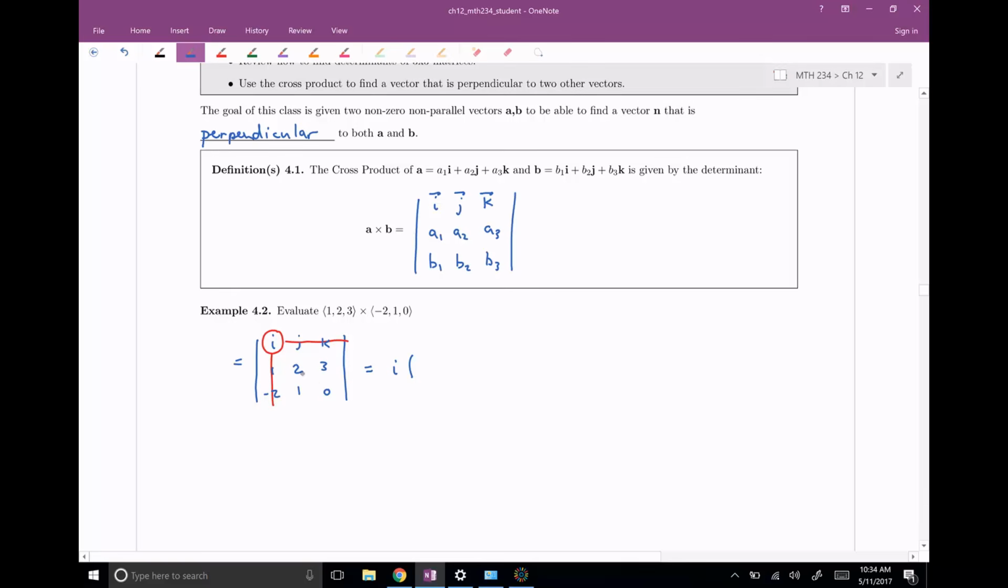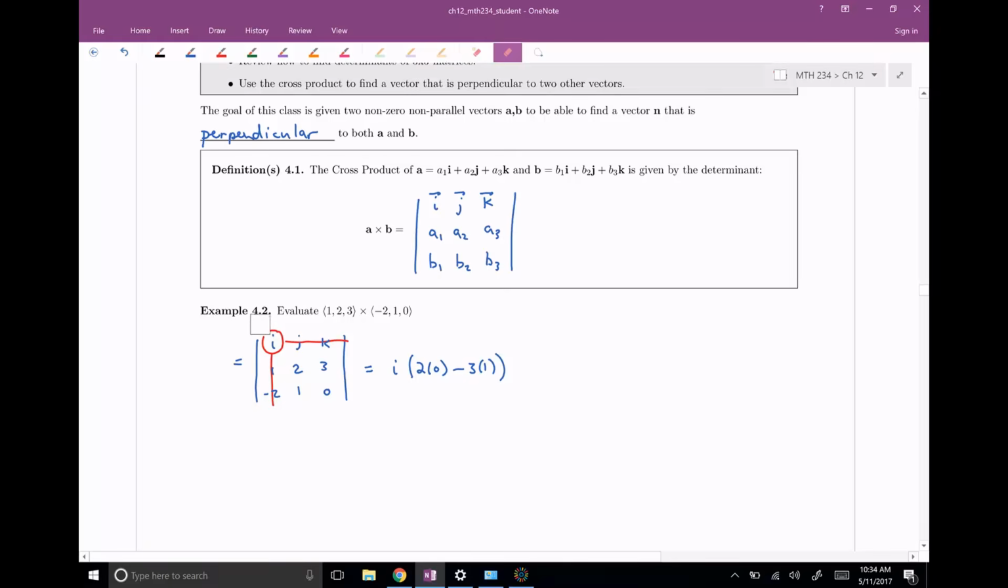And so you multiply this one first, 2 times 0, and then you subtract away 3 times 1. So it's always this diagonal subtract this diagonal. Okay. So, like I promised, we need to work our way across this top row.